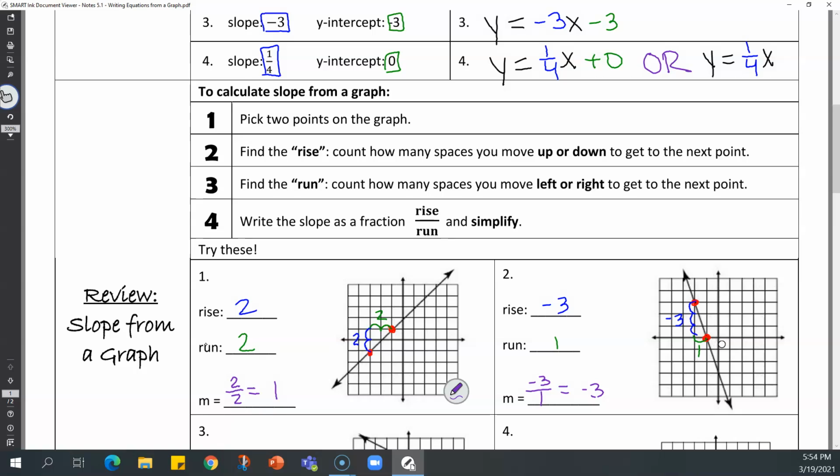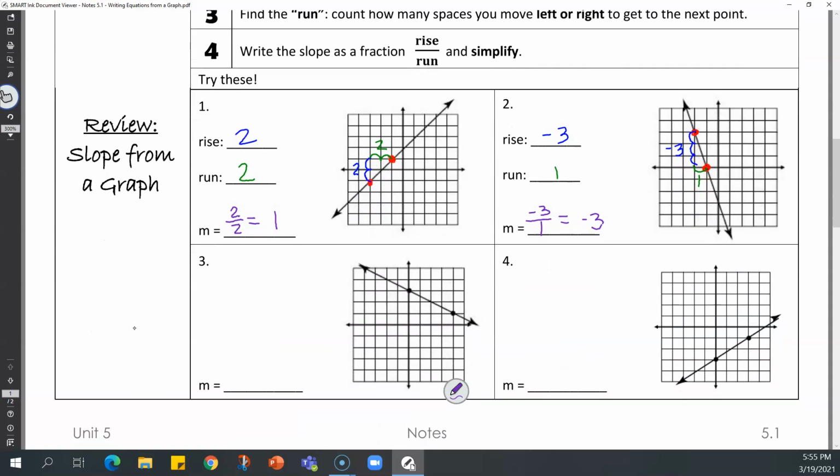Okay? Remember that the direction that you start from doesn't matter. Okay? If I wanted to start at this point and go 1, 2, 3 up and 1 to the left, I would have a +3 and a -1, which would also reduce to -3. Okay? So as long as you're being careful, it doesn't matter which point you start with. Okay? See if you can refresh your memory and quickly tell me the slope of number 3 and number 4. Write your answers on your paper, pause the video, and then come back here and check your answers with mine.